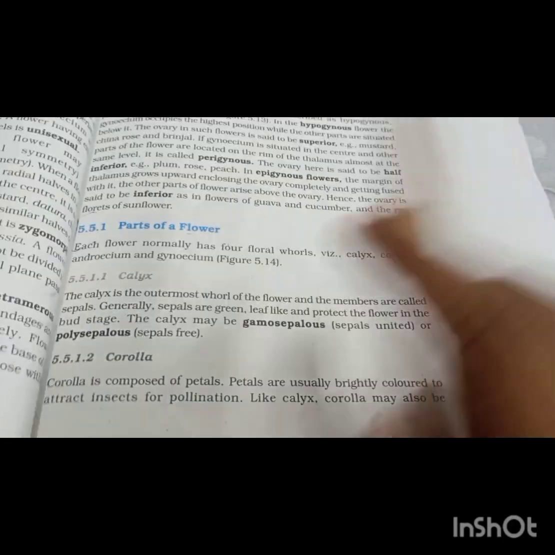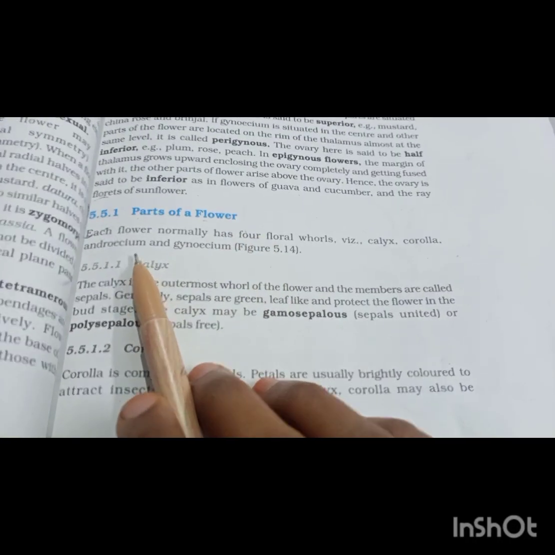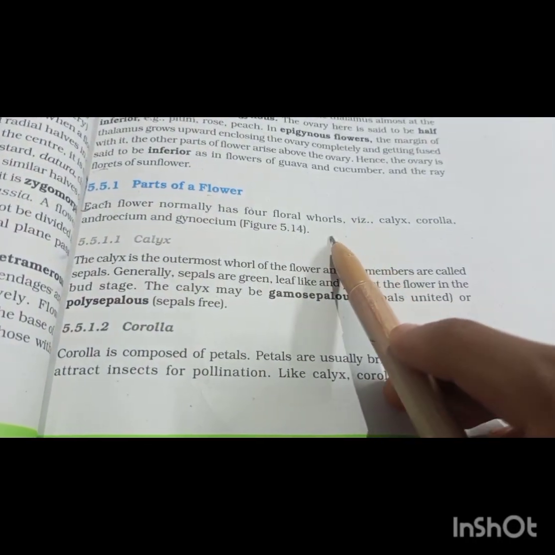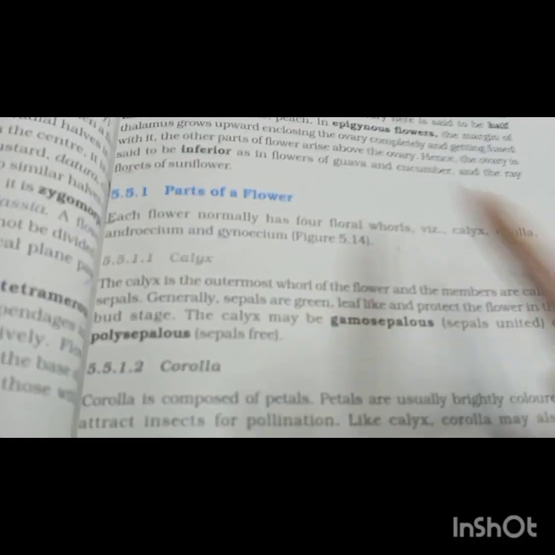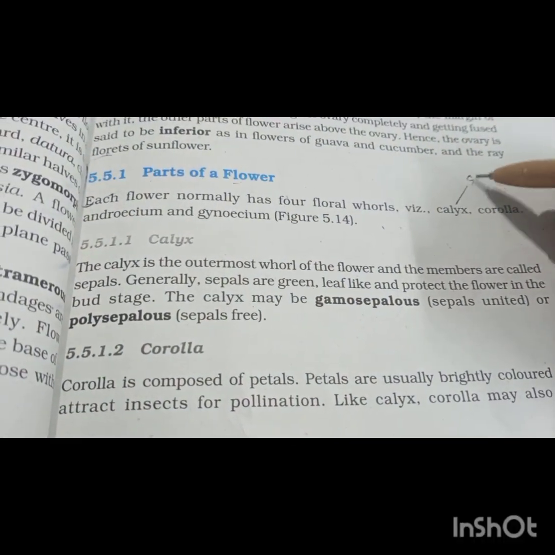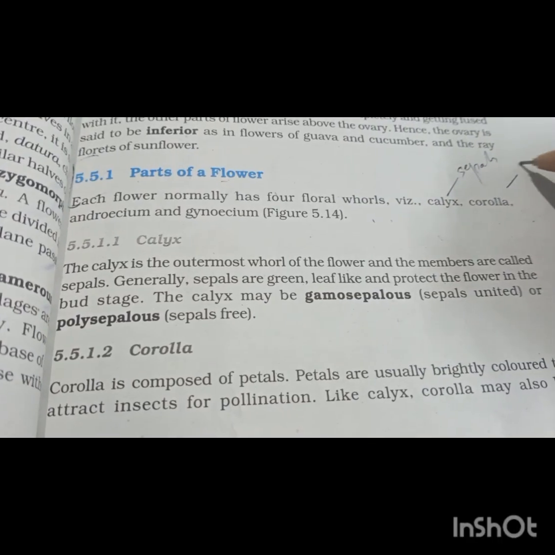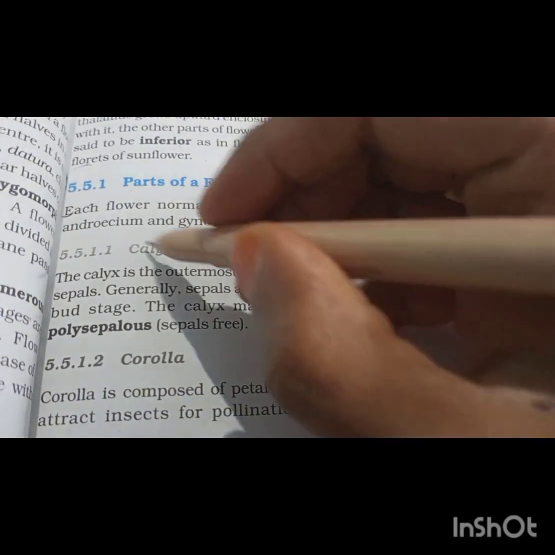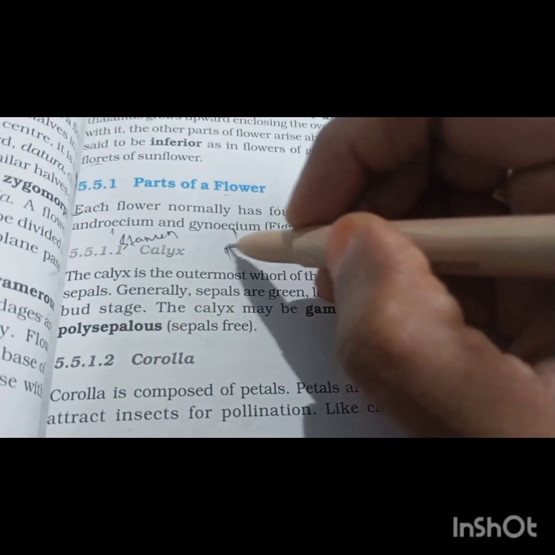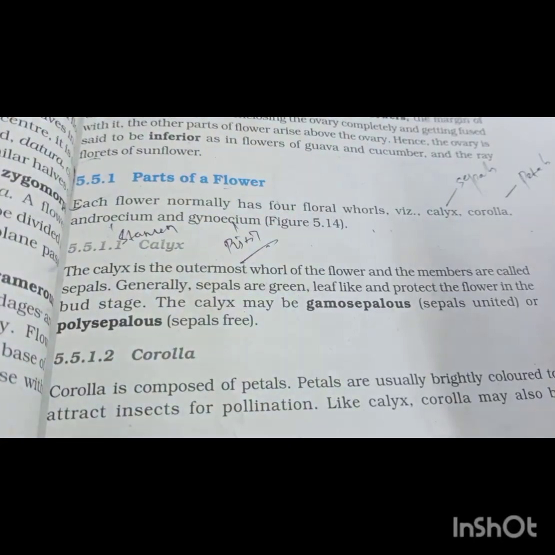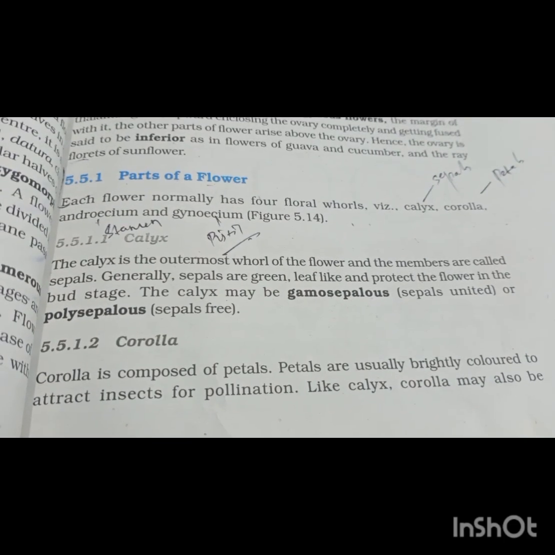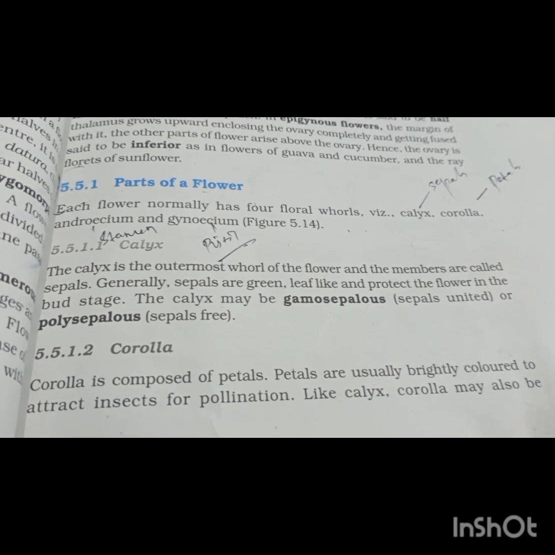Today let's see in detail the parts of a flower. Each flower consists of 4 whorls or 4 layers. They are calyx, corolla, androecium, gynoecium. Calyx has units called sepals, corolla has units called petals, androecium has units called stamen, and gynoecium has units called pistil. So you are familiar with these terms which you have already learned in your lower classes.